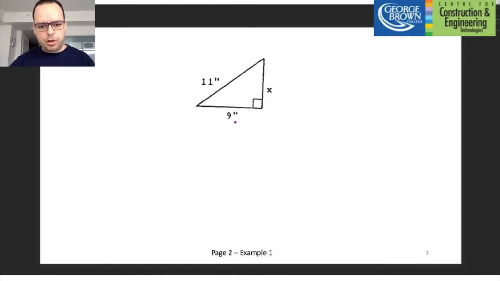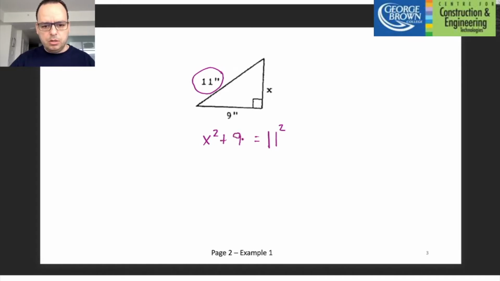So here's our first triangle. It is a right triangle, and we're looking to solve for x. What I'd like you to try is think about what is the longest side on this triangle. In this case, the longest side would be the 11 inches. So when you write the Pythagorean theorem, don't worry so much about writing a, b, and c. Just make sure that you put the 11 by itself, and everything else will fall into place.